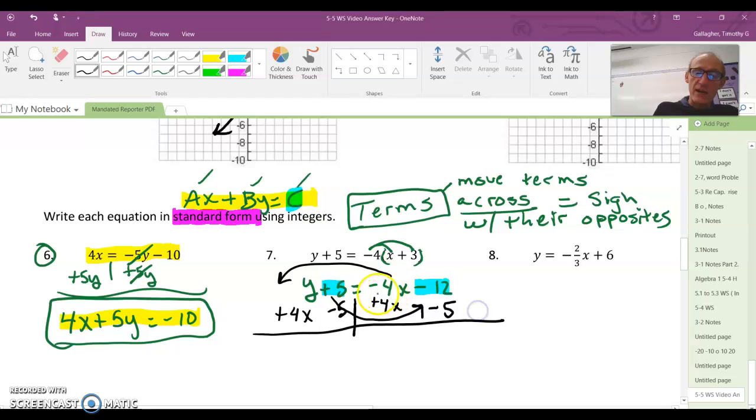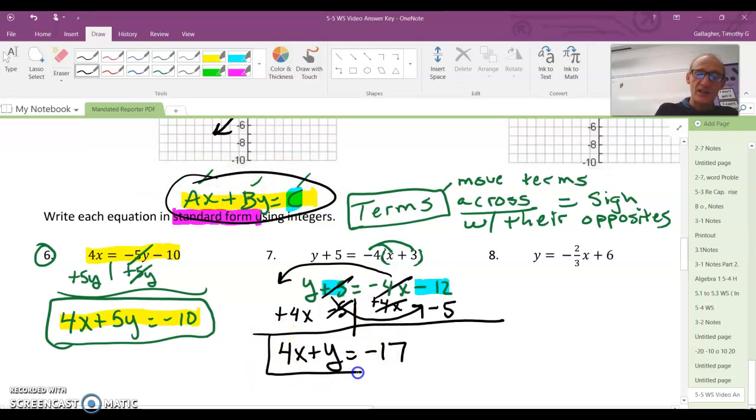So on the right-hand side, the 4x goes away, and on the left-hand side, the 5's go away. And the left-hand side is 4x plus y. And the right-hand side is negative 17. Now, that's just like this standard form. So that's the answer for number 7.